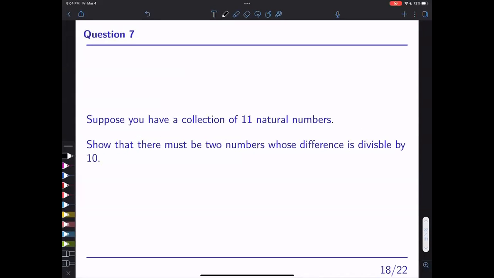Here's our last challenge problem. You have 11 natural numbers. Natural numbers are positive integers. Convince us that there must be, in this set of 11, 2 numbers whose difference is divisible by 10.